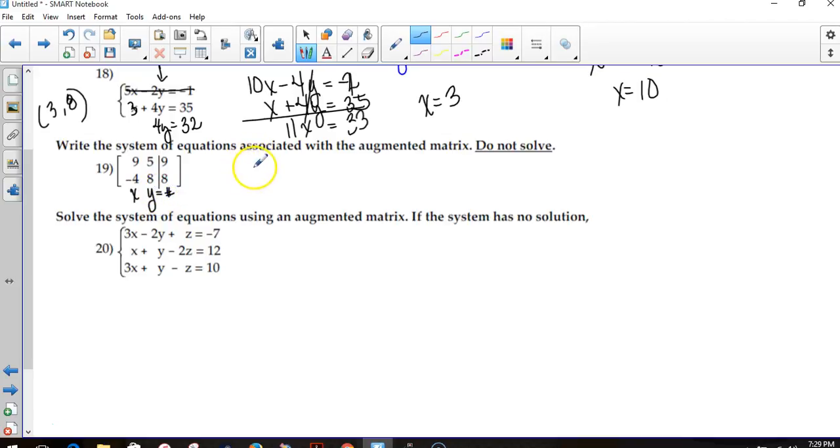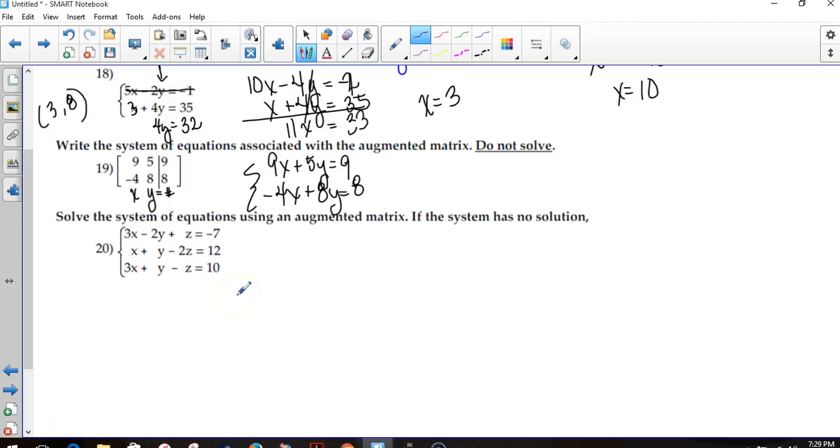And so my first row would be 9x plus 5y equal to a 9. And my second row would be a negative 4x plus 8y equal to an 8. And that would be the system.